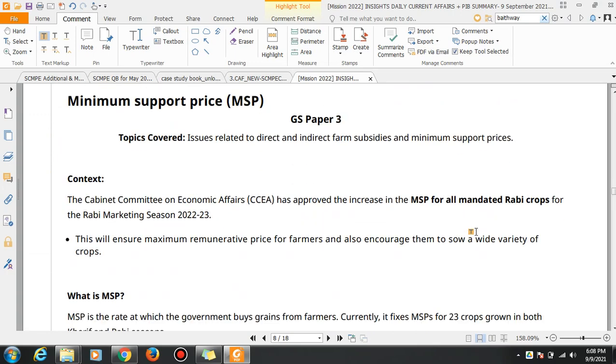Next one is the MSP. So what is the MSP? The Cabinet Committee on Economic Affairs approved the increase in the MSP for all mandated Rabi crops for the Rabi marketing season. This will ensure a maximum remunerative price for the farmers, and also encourage them to sow a wide variety of crops.